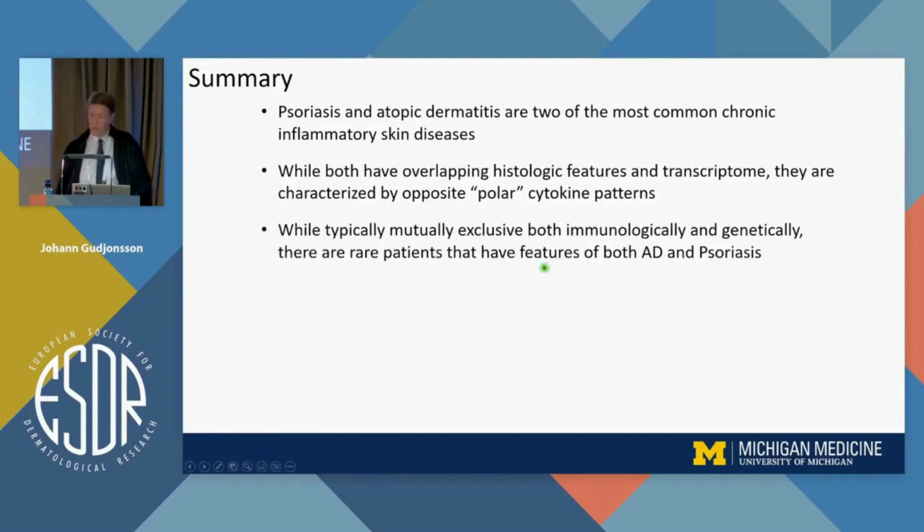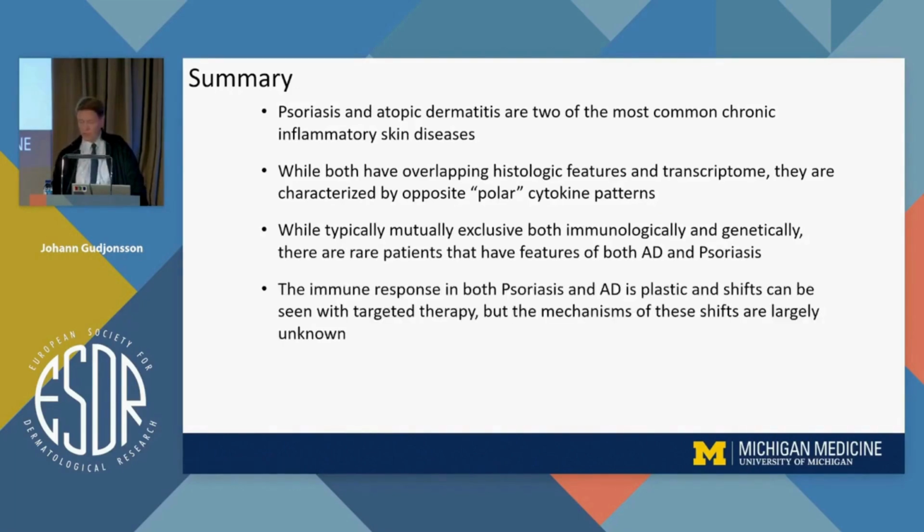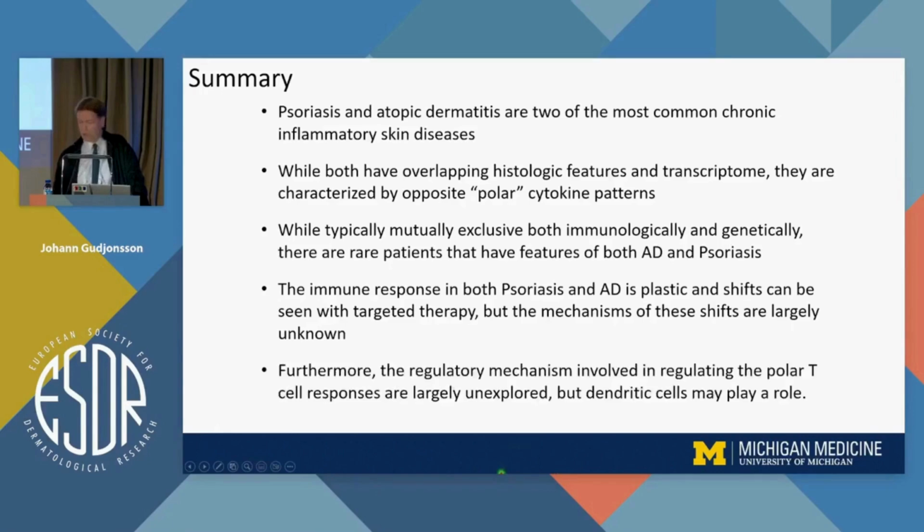And while they're typically mutually exclusive, both immunologically and genetically, there are rare patients that have features of both atopic dermatitis and psoriasis. And the response in these diseases actually is quite plastic. We can see these shifts with targeted therapies, but the mechanisms of those shifts are largely unknown. And the regulatory mechanisms involved in regulating the polar T cell responses are largely unexplored, but dendritic cells, based on some of the data that we have, may play a key role in that part.